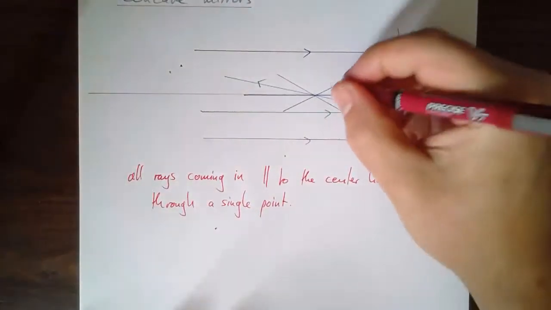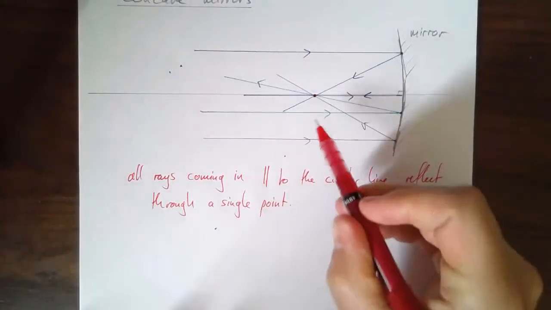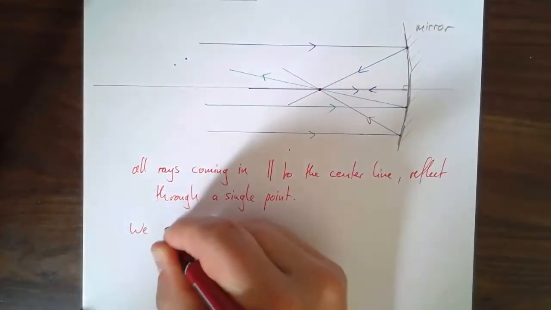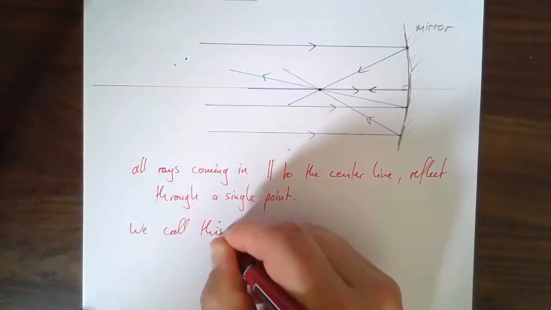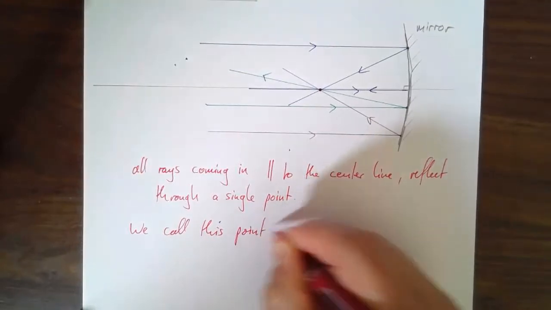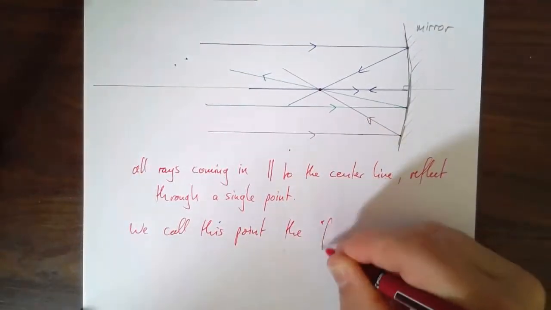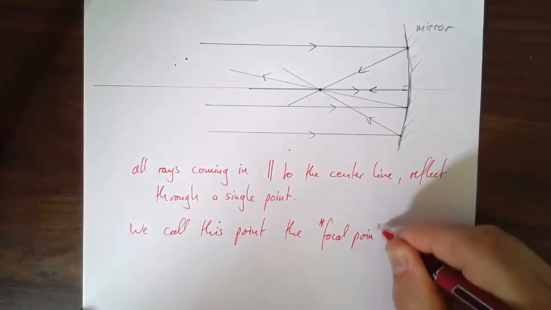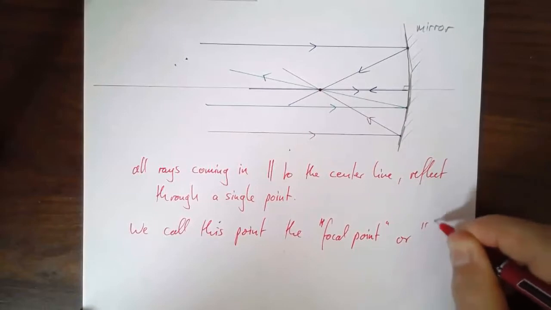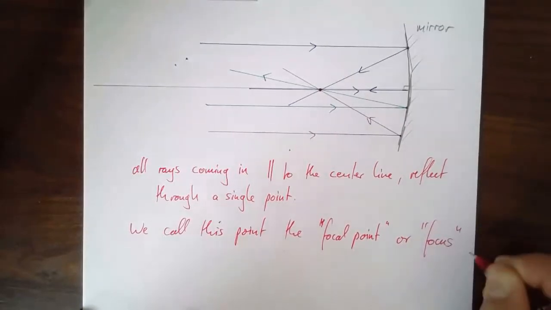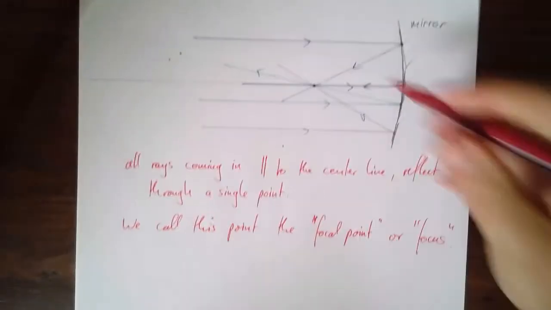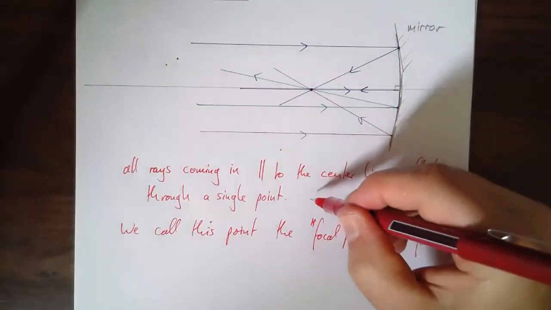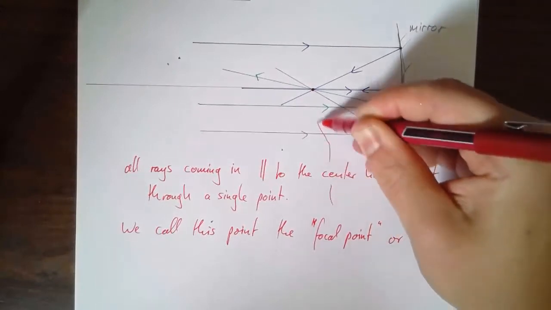This single point that's right here, I'm going to give a name to. We call this point the focal point, or the focus of the mirror. If we do this here, this is my focus. So let's just go through here. There.